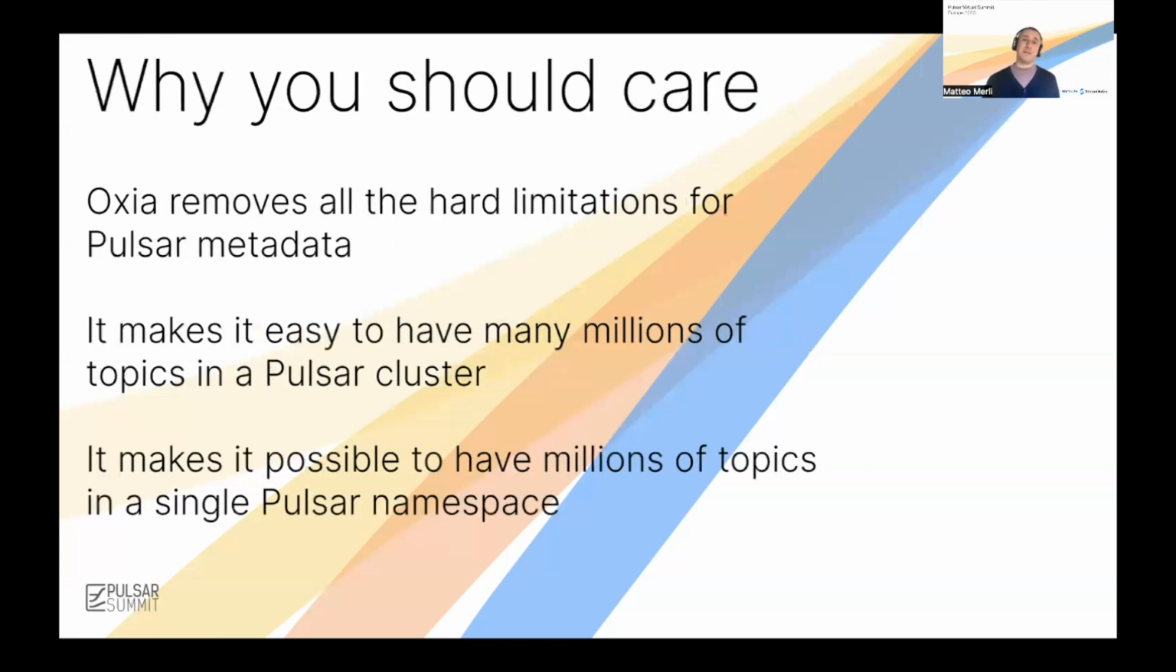And why should you care? Because basically the plan for Oxia is to remove all these hard limitations for Pulsar and make it very easy to run many millions of topics in a Pulsar cluster. Also, one of the benefits is that we want to remove the namespace limitation in Pulsar on the number of topics. Right now, the recommendation typically is around 10,000 topics per namespace. After that, you have to break it down into multiple namespaces. That's purely based on a limitation in ZooKeeper, in the way that it can fetch the list of topics in a namespace. So we don't have to have that limitation when switching to Oxia.